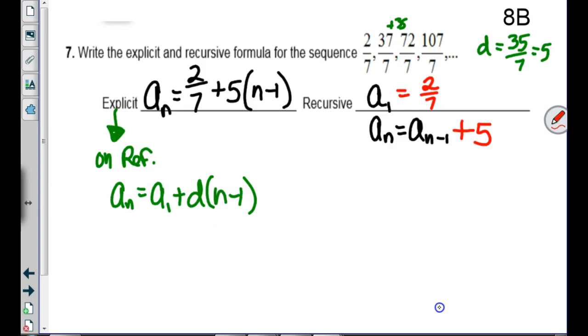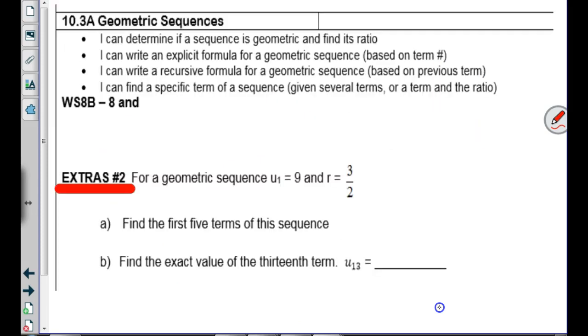All right. Then we move on to 10.3a, which is geometric sequences. Let's start with this one right here. Find the first 5 terms of this sequence. What's the first term? They give us it's 9. Then it says multiply by 3 over 2. You need exact answers, so it might be easier to leave it as a fraction. You multiply that by 3 over 2, you get what? 27 over 2.